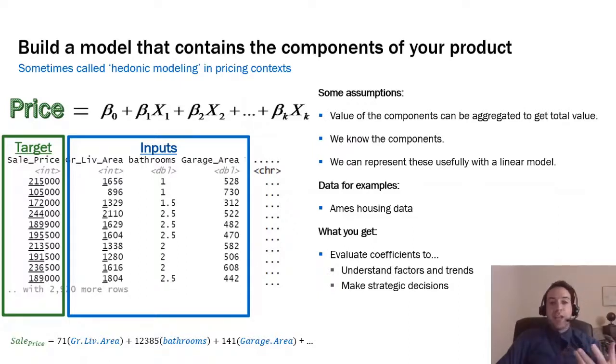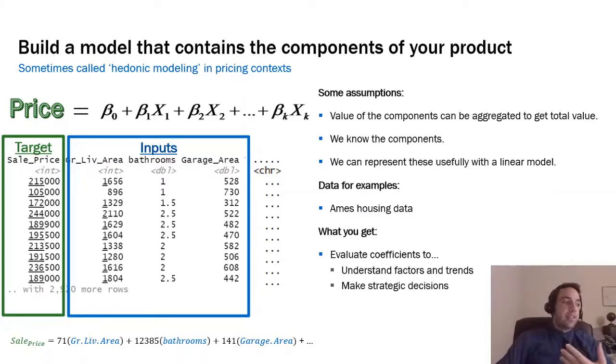You can use the coefficients themselves, first of all, for just understanding the factors and trends in your organization. Factors: what is important for sale price. And trends: let's say you're building models across different periods. You can then evaluate how these coefficients are changing, representing how value is potentially shifting. And then you can also use this to make strategic decisions.